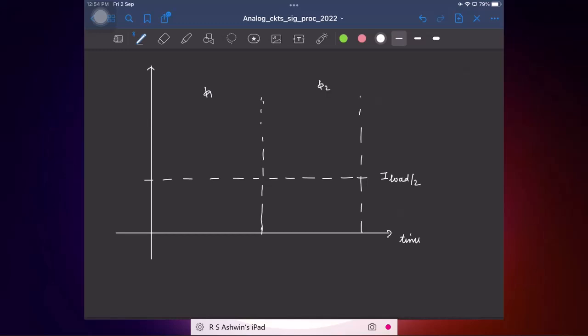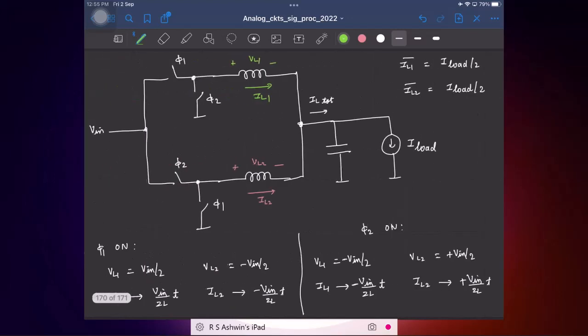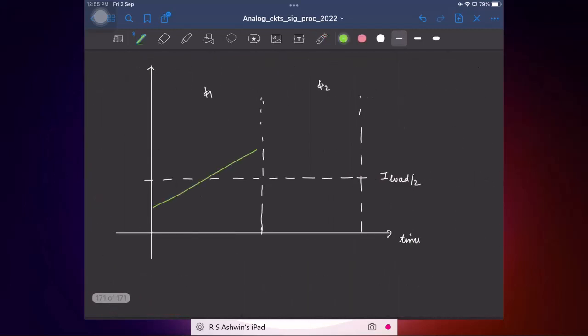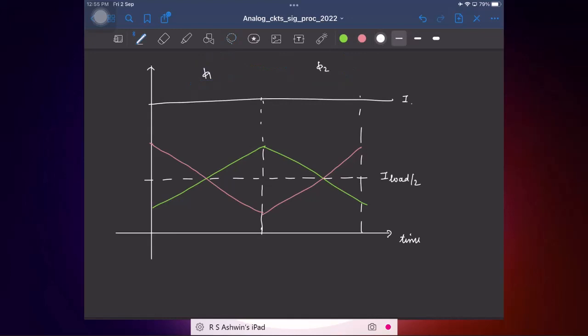Okay, and in phi 1 the first inductor current ramps up, and in phi 2 it will ramp down. I mean it doesn't look identical, but it should be. Now for IL2, the opposite happens. So it will ramp down, and here it will ramp up. So now if you add the two, what happens? It will be constant and equal to I load, right? This is I load, and this is our total inductor current.